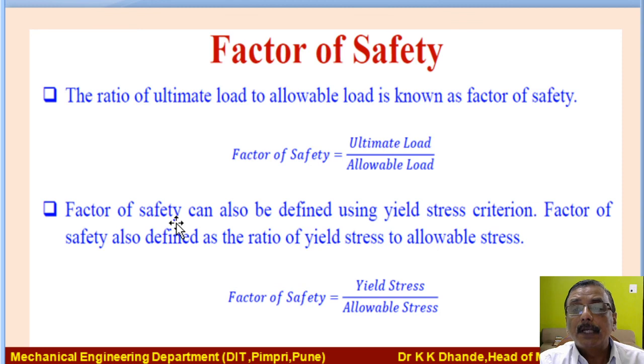Factor of safety is also defined by the yield stress criterion. Factor of safety is also defined as the ratio of yield stress to allowable stress. Now, ultimate stress to allowable stress is applicable to brittle materials. Yield stress to allowable stress is applicable to ductile materials.